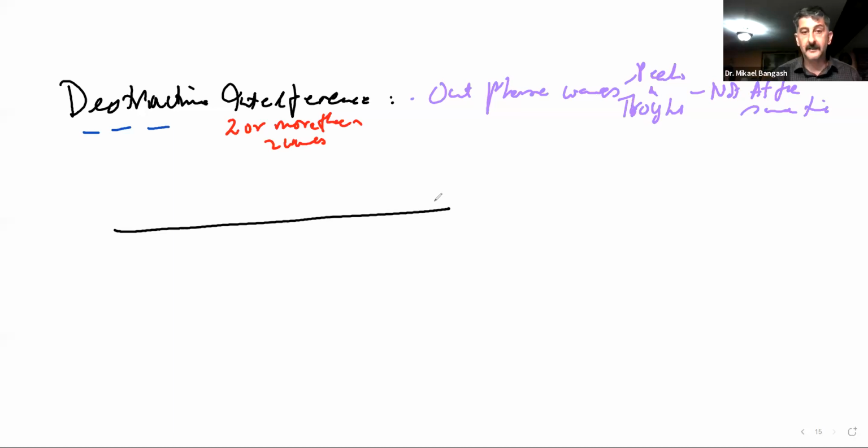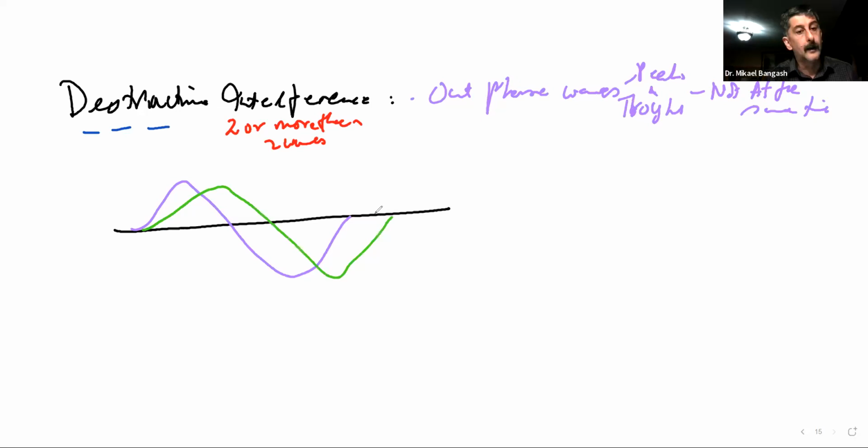We have two, this is our baseline. And we can say we have a light purple wave. Clear? We have another wave. Now you can say, this is the peak of the purple wave. This is the peak of the green wave. This is the trough of the purple wave. This is the trough of the green wave. So at any point in time, yes.